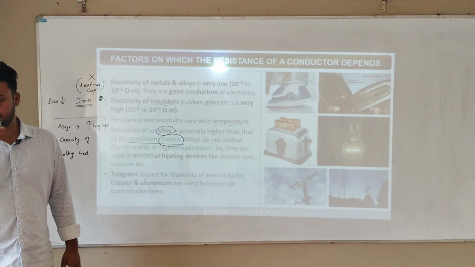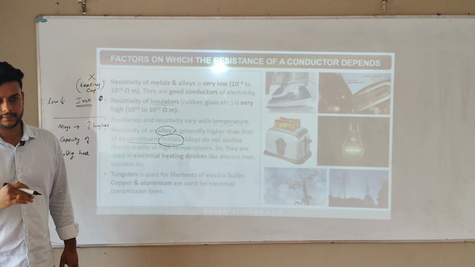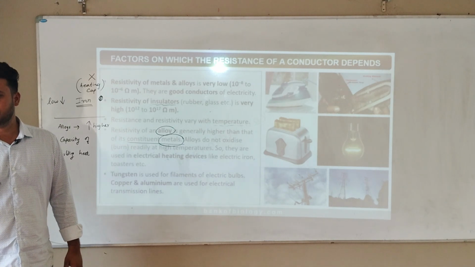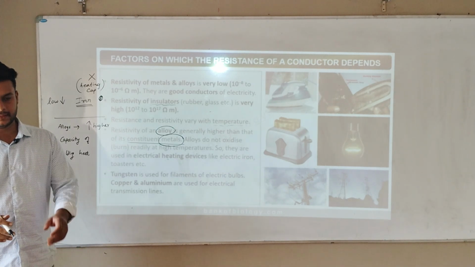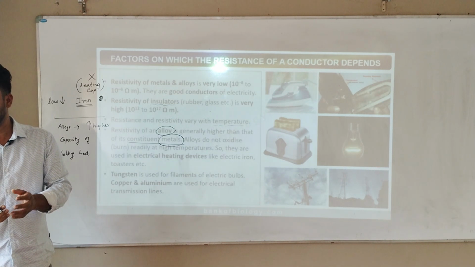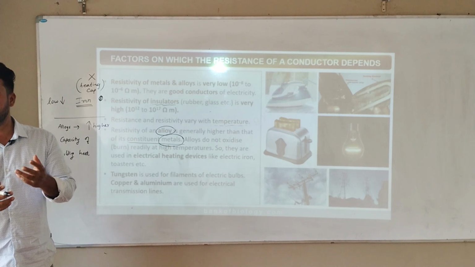Resistivity of alloy is higher than resistivity of one metal. This is iron, the benches you are sitting on, that's iron. Its resistivity is not high. If you set a strong fire to it, it will burn and melt. But for an alloy to melt, it's very, very tough.